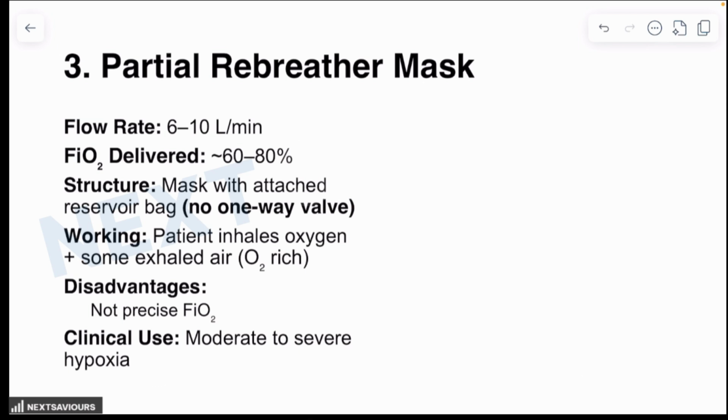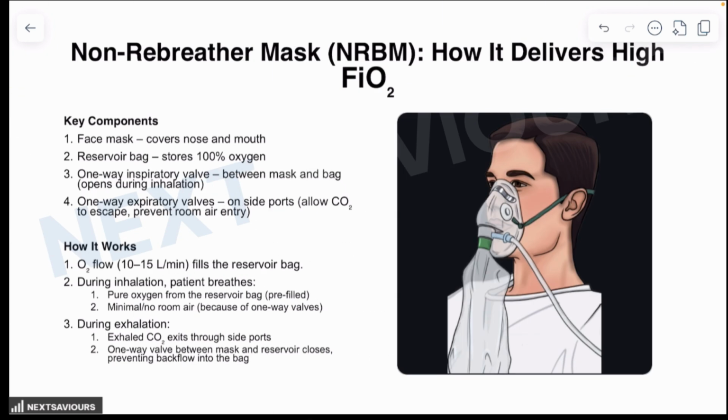In order to understand the third one, that is partial rebreather mask, you have to understand what is non-rebreather mask. So before actually talking about the partial, we will talk about the non-rebreather mask. Just try to understand what is the apparatus over here. What are the key components? Now, the first one obviously is the face mask. The face mask over here, which is covering the nose and the mouth.